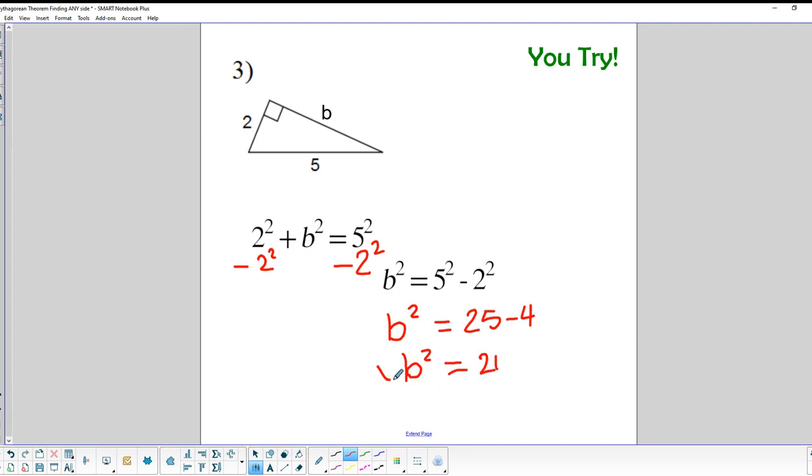So if we do the square root of both sides, the square root of 21 is 4.6 when rounding to the nearest tenth. 4.6. All right.